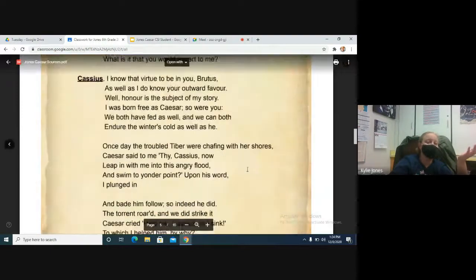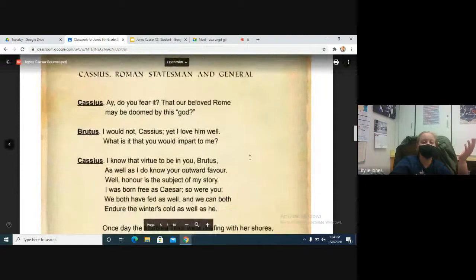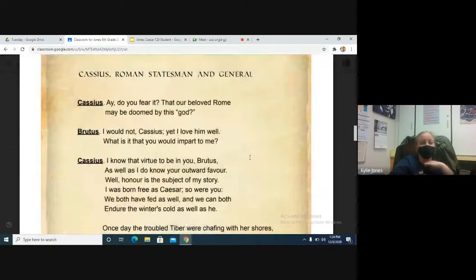So essentially, Cassius saved Caesar from dying one time, and now Caesar is becoming a god, and Cassius is like, what the heck? I don't like this at all.